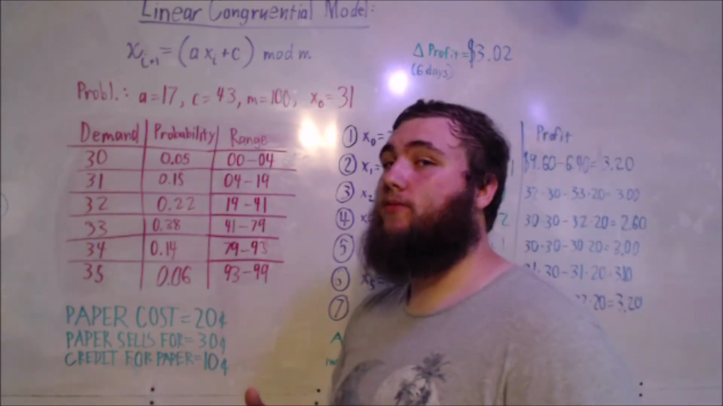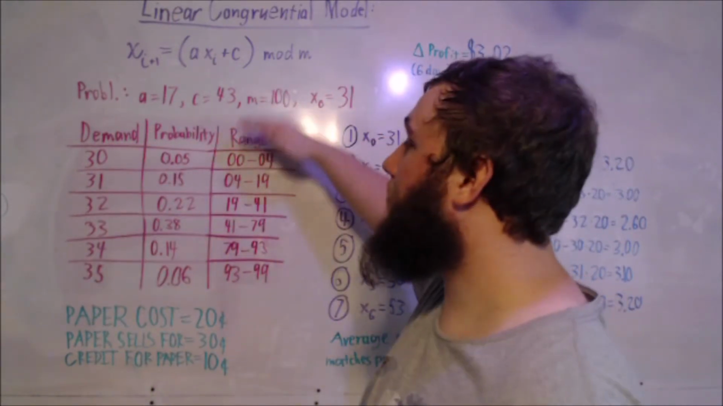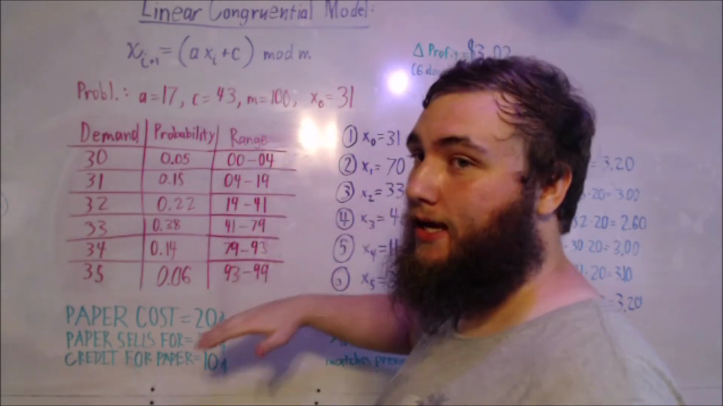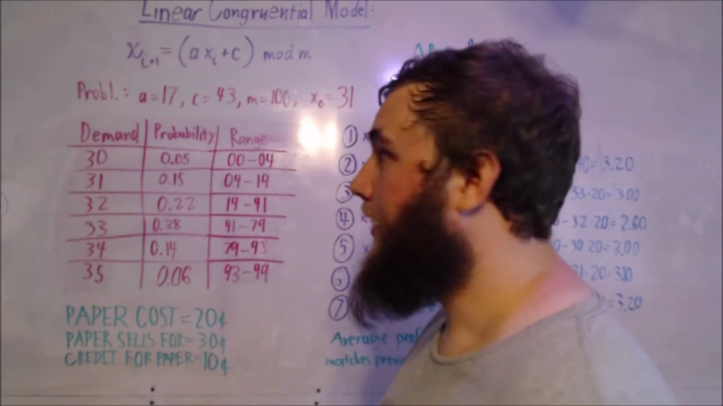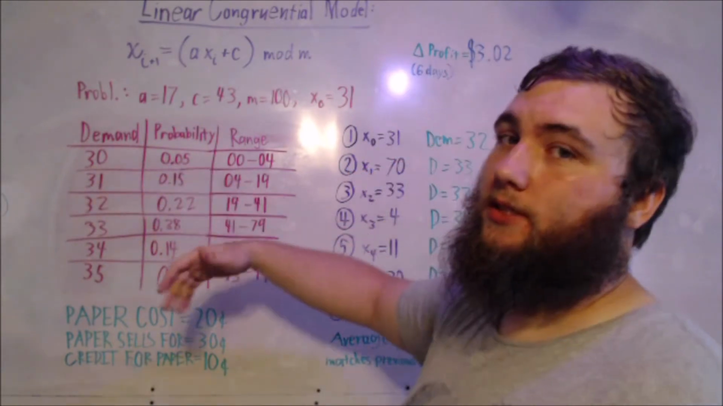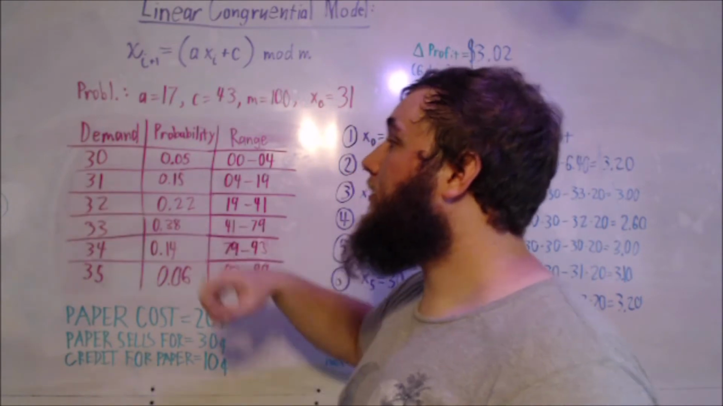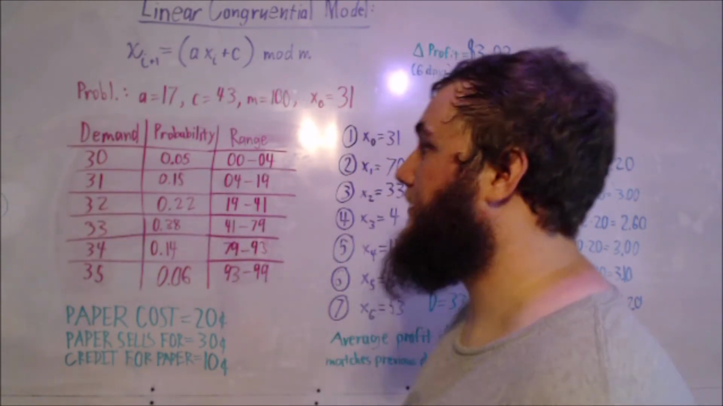So in the problem, it has table 16. I have reproduced table 16. Now I have something extra on here called range. You have not got that on yours. And this is part of the process that you have to do. So the demand is 30, probability is 0.05 or 5%. Demand of 31, probability is 15%.